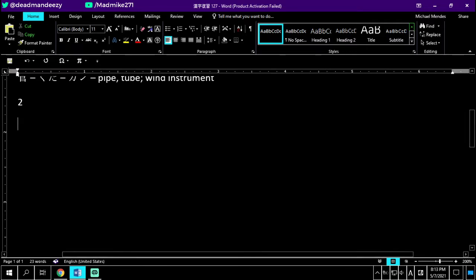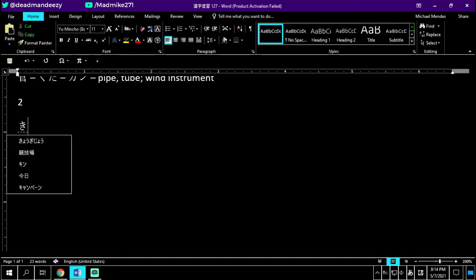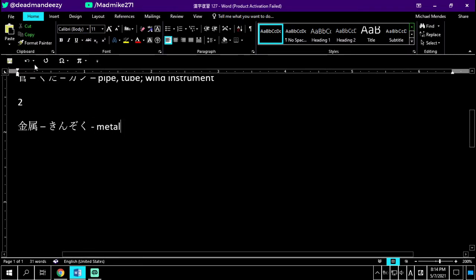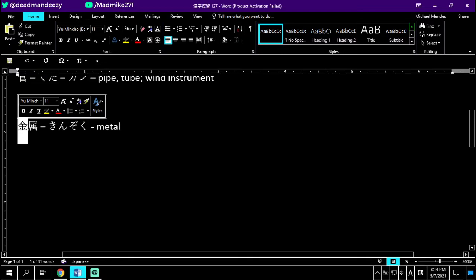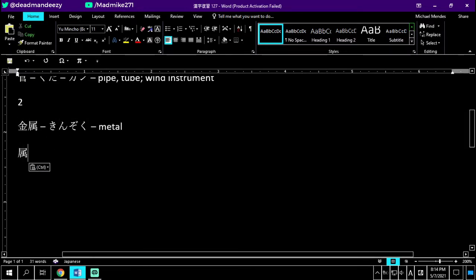Number 2 is kinzoku. Kinzoku is metal, any kind of metal. Kin on the left side is gold, and on the right side we have a brand new kanji. The radical over the top is corpse, and inside we have kind of a strong wind separated by a box. A corpse and the name of a Chinese emperor. This entire radical inside is the name of a Chinese emperor.